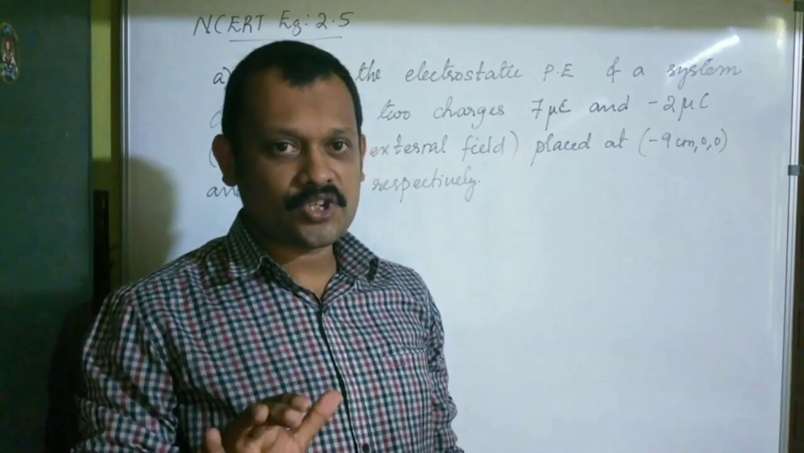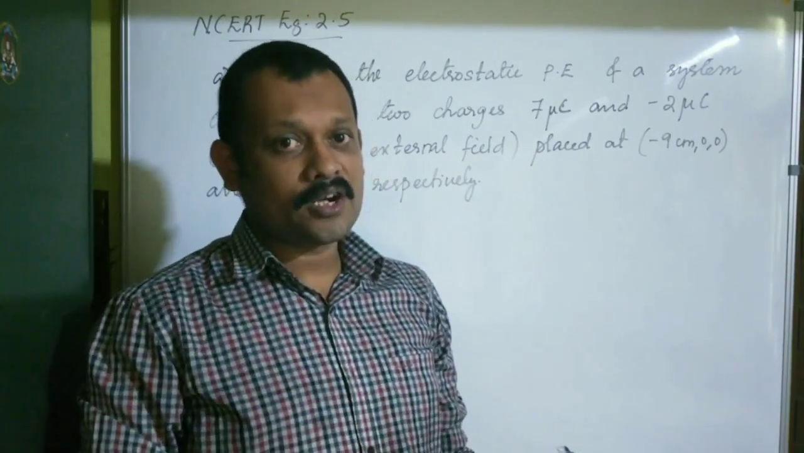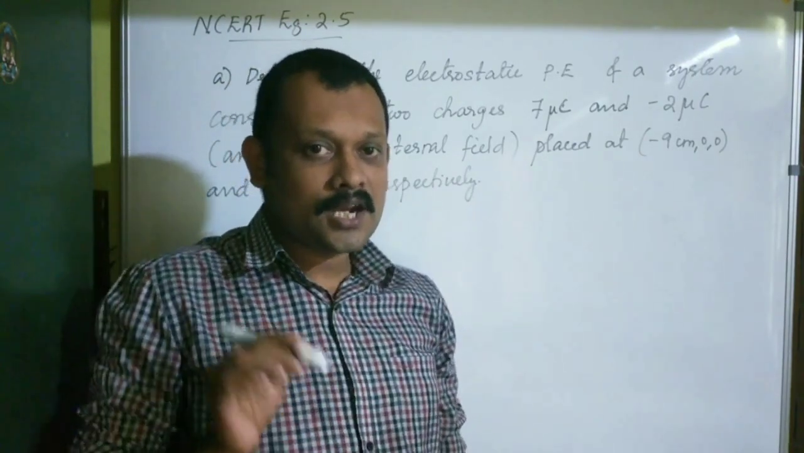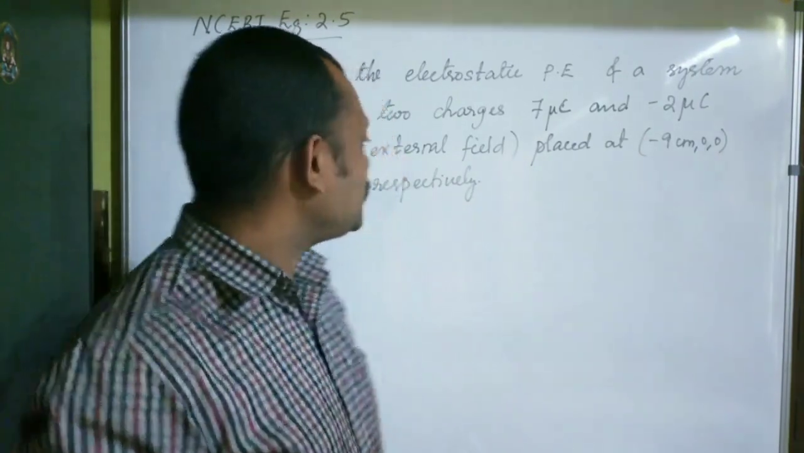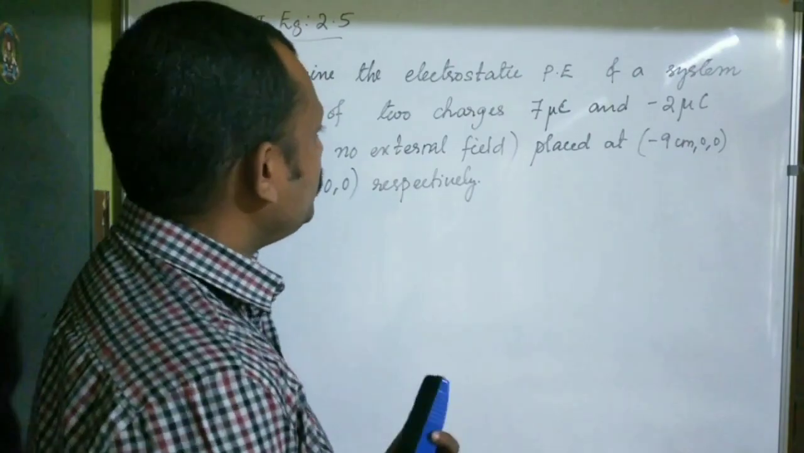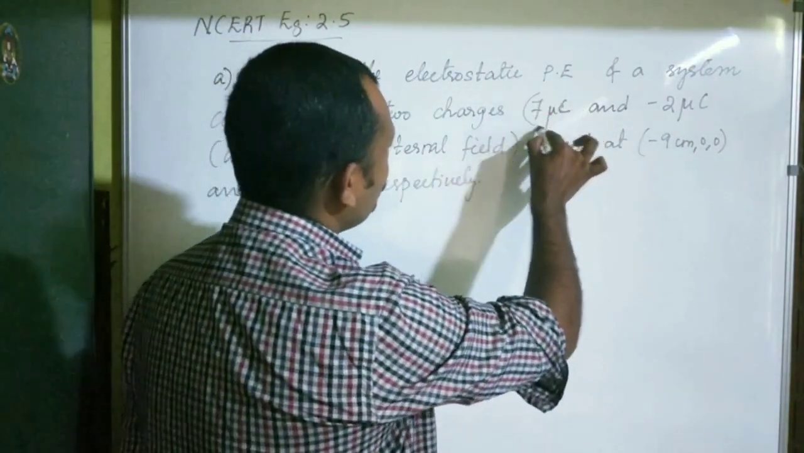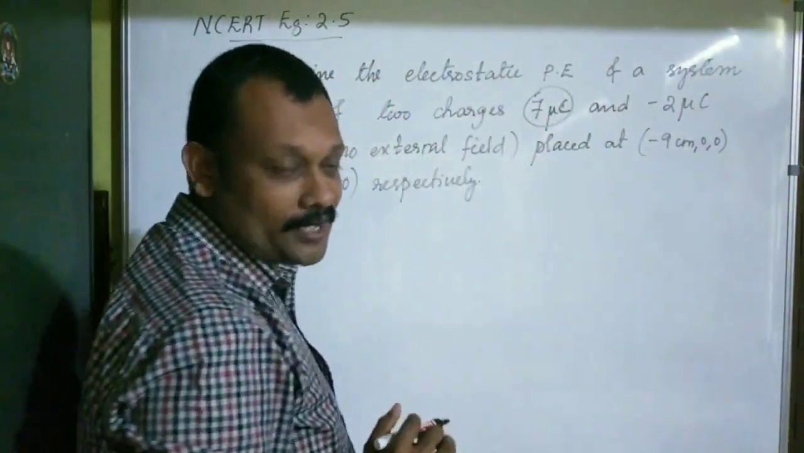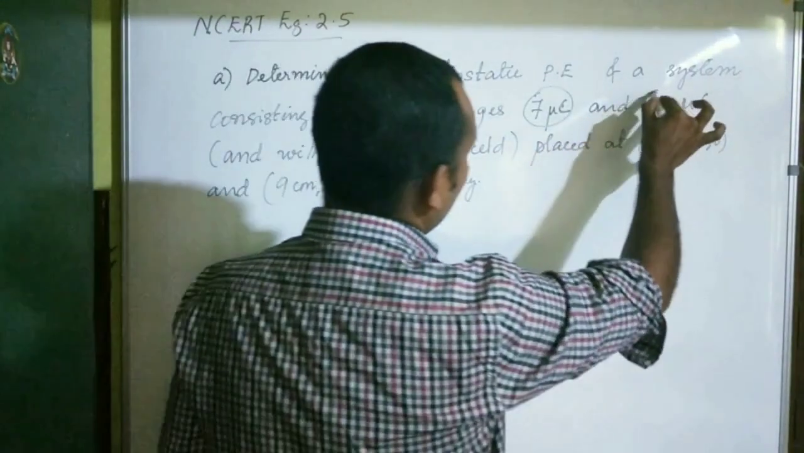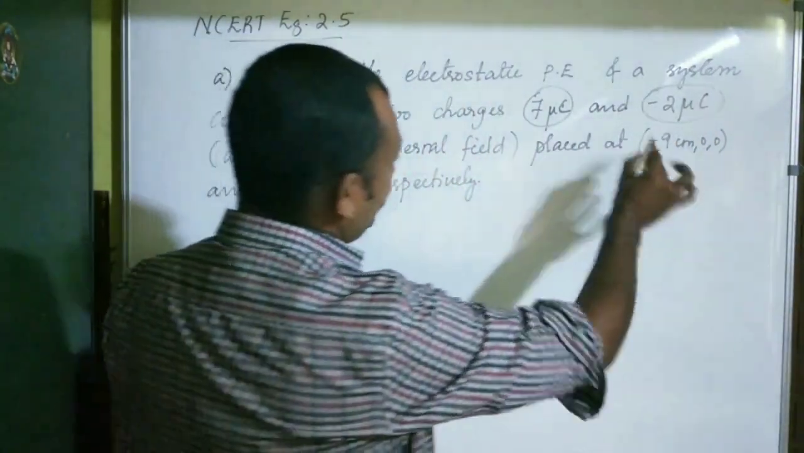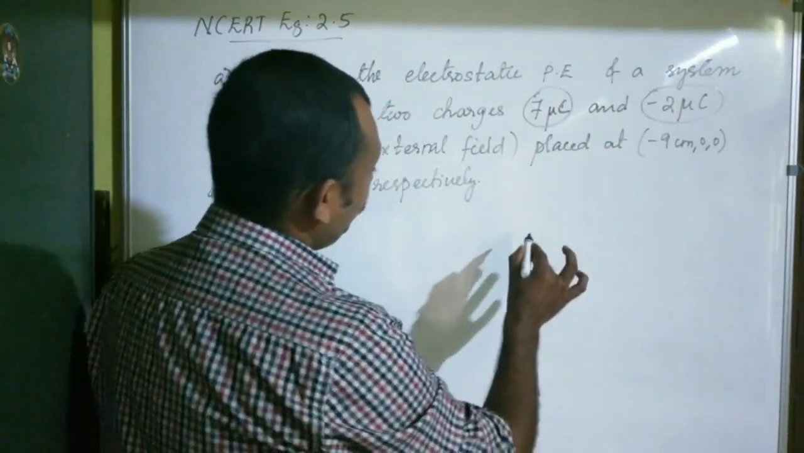When you get a question, make sure that you understand the situation of the question well. What is the situation given? You are given two charges. Okay, let us highlight the various points in this question. This is 7 microcoulomb, one charge. This is minus 2 microcoulomb, another charge. They are placed at, where is the location of 7 microcoulomb?